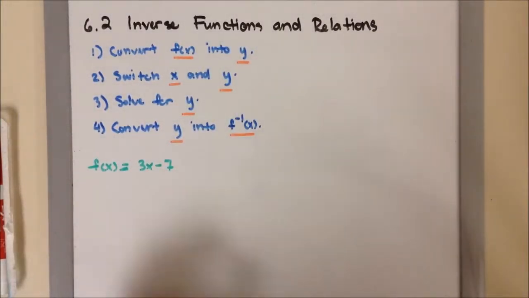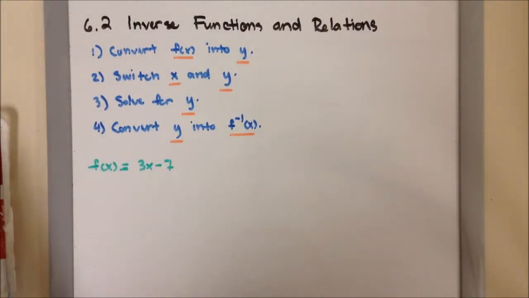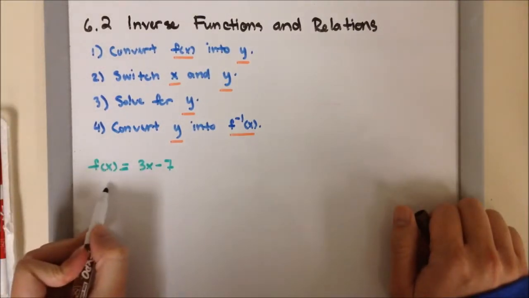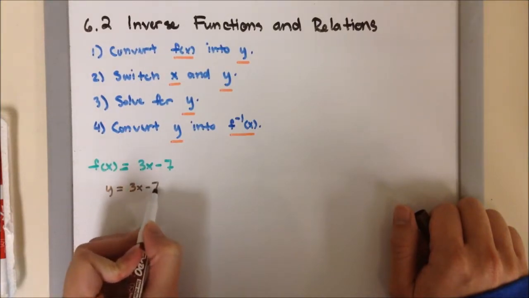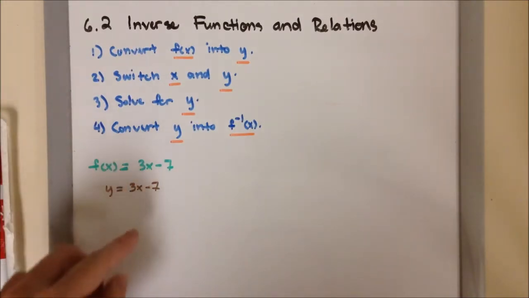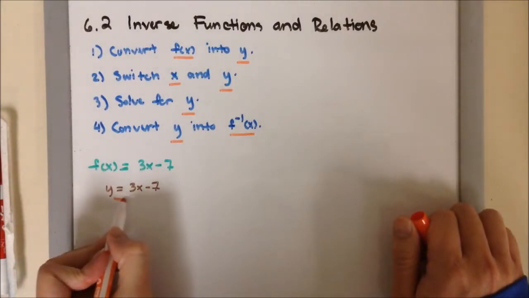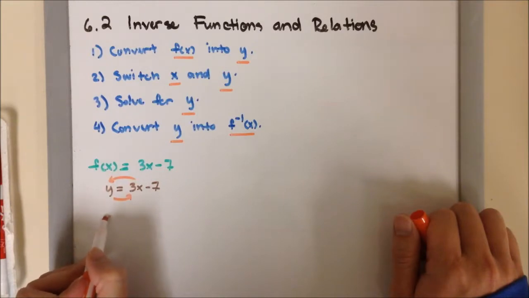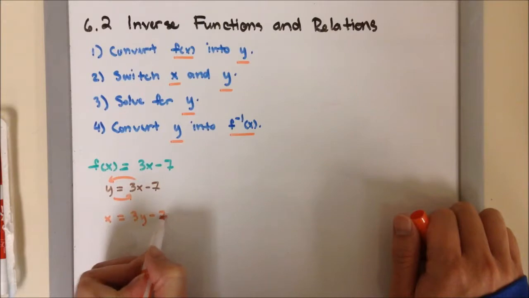In our first example, we have f of x equals 3x minus 7. So I'm going to follow these 4 steps. First, I'm going to convert f of x into y. So we're going to have y equal 3x minus 7. Step 2 is to switch x and y in their places. So I'm going to have x equal 3y minus 7.